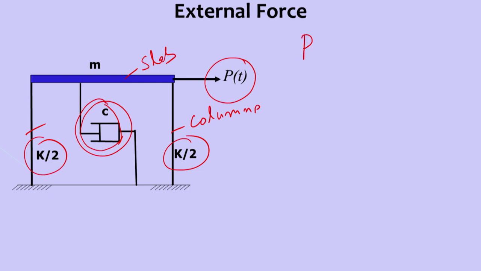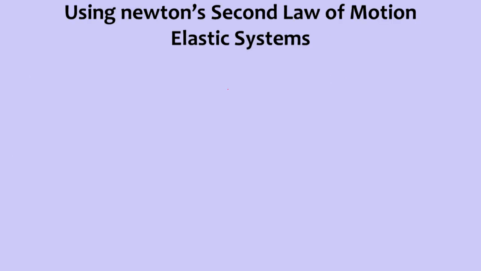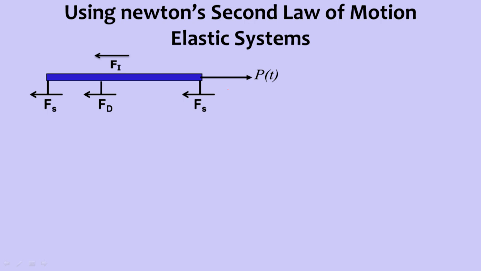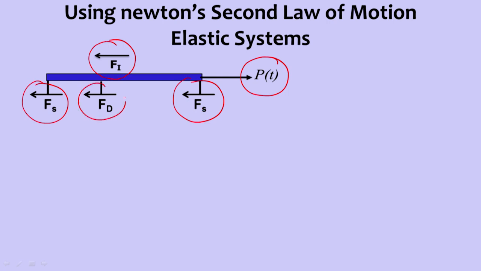A static force is always constant, whereas a dynamic force always changes its value according to time. Now we derive the dynamic equilibrium equation using Newton's second law. If we cut the system and draw the free body diagram, the external force is applied here, then the inertia force is opposing the motion, then this is the stiffness force, which comes from k by 2, and then this is the damping force.